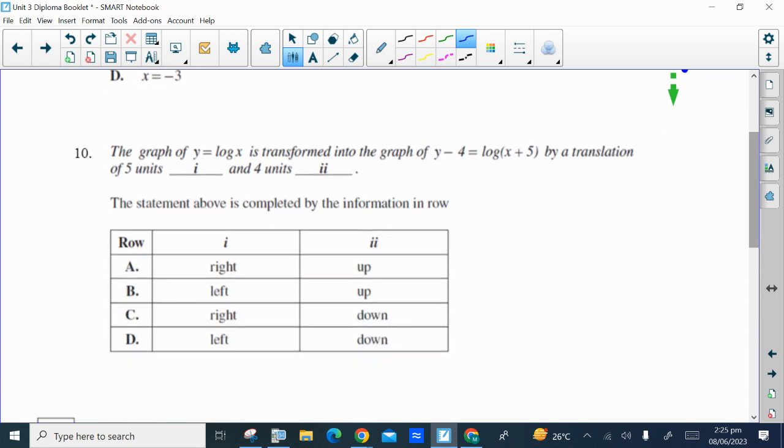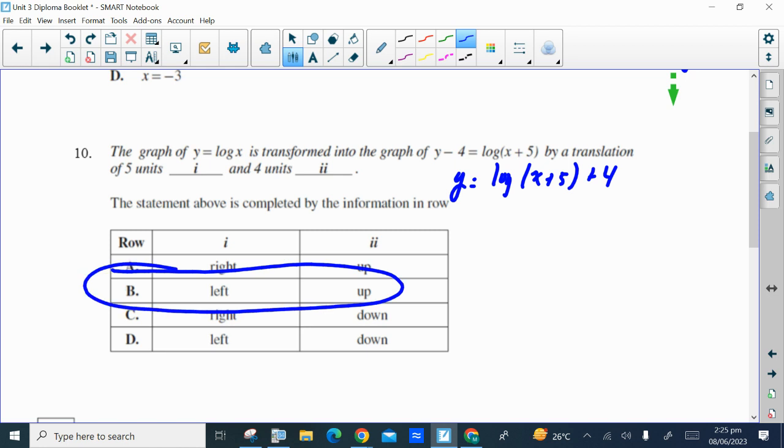Number 10, the graph of y equals log x is transformed to that. So normally we would get the y by itself by adding 4 to both sides, which, compared to y equals log x, here we have an h value of -5. It'll go 5 to the left and then 4 units up. So that's why B was the answer.